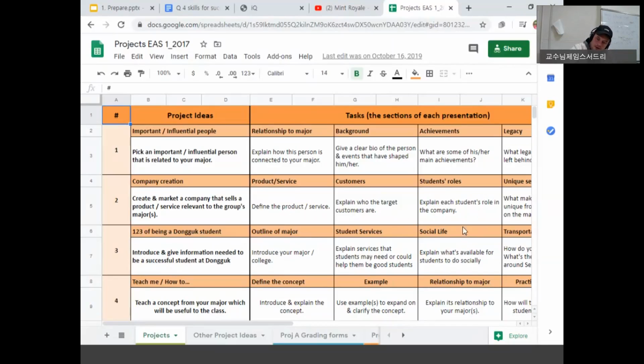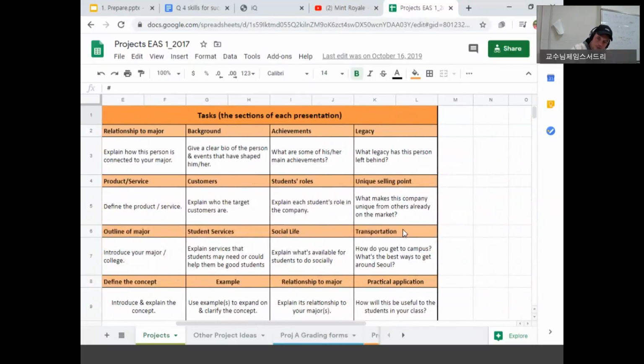Many people like to hang out at Chungmuro. At the moment, there's not much of a social life because of Corona, but when the university is in full swing, there will be a lot to do. How can we get to university? So that's transportation. You can talk about that.